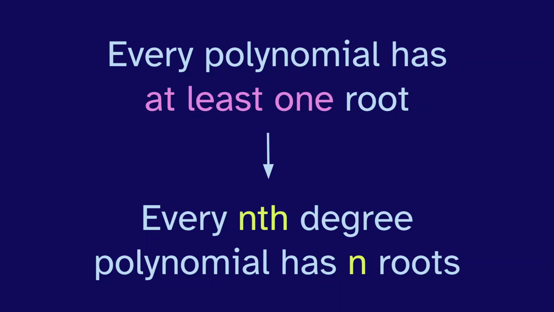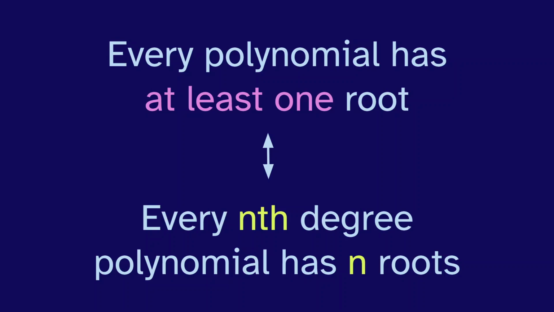And these two statements are equivalent because we can pretty easily go the other way. If an nth degree polynomial has n roots, then it does have at least one. So the bottom definition gives us a more interesting result, but we only need to prove the top definition. Every polynomial has at least one root.